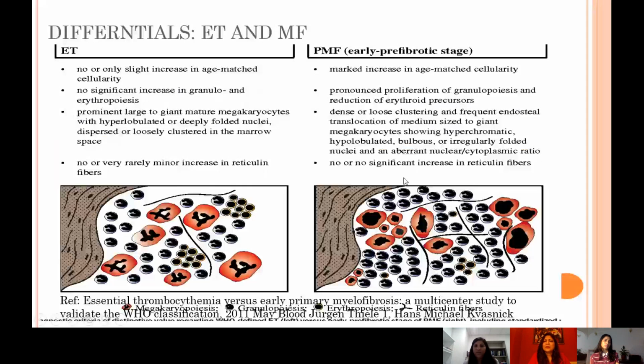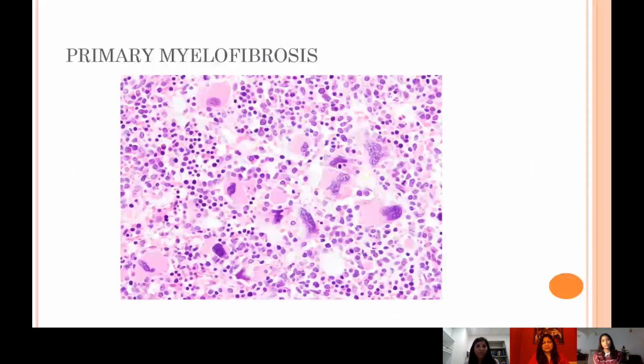On the right-hand side, first of all, this is packed marrow. We are seeing granulopoiesis, decreased erythropoiesis, but again significant finding here, these hypermature, hyperlobulated and folded nuclei, and they are forming the clusters. So this is typical of myelofibrosis, and if this case is an early one, then we should not see significant increase in the reticulin fibers. So morphologically, there are clues to differentiate between essential thrombocythemia and myelofibrosis, but in real life, sometimes it's very difficult, and then you might end up saying it's an overlapping syndrome, and then we go from there.